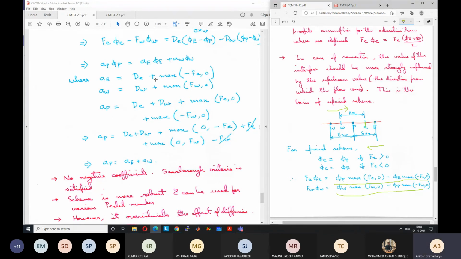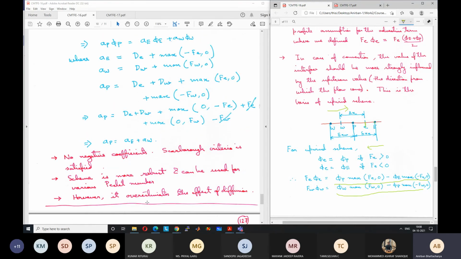No negative coefficient also means the Scarborough criterion is satisfied. And this scheme is more robust and can be used for various Peclet numbers. So for very large Peclet numbers, where the flow is very strong, this scheme is very good. However, let us see that it overestimates the effect of diffusion. The effect of diffusion should be even less, but still it considers that there is significant effect of diffusion. That will be clear later on.